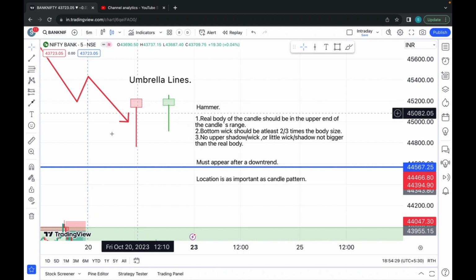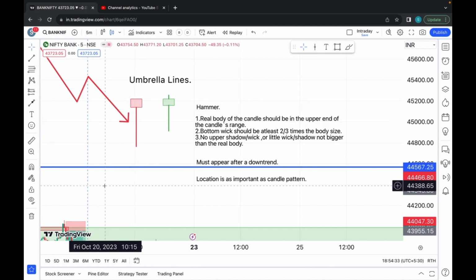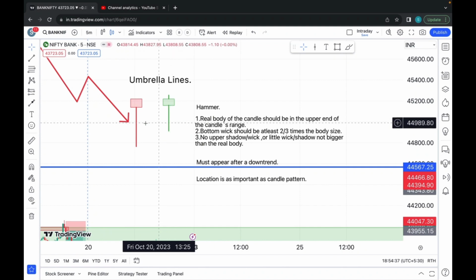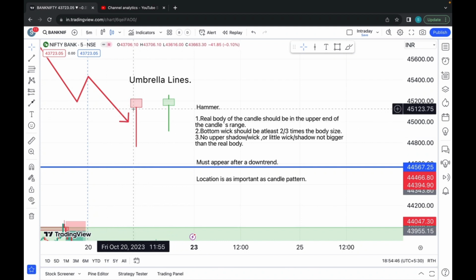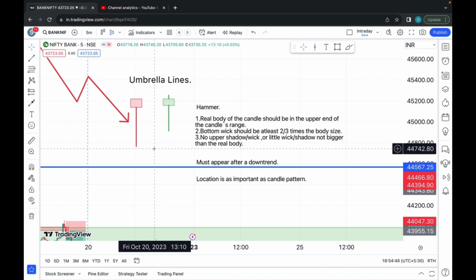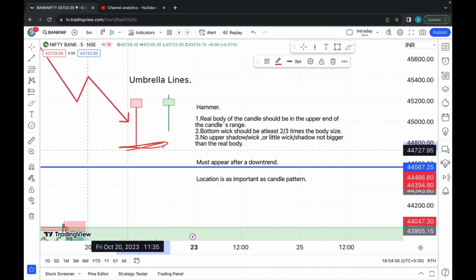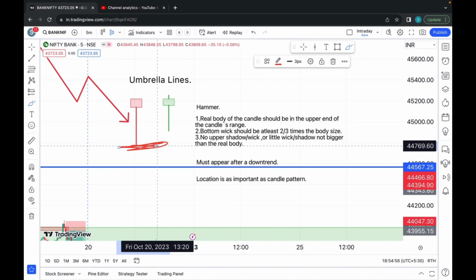So for now, you can enter whenever you see this candle formation near any support area or any important swing lows, because the location of this candle is very important. If you are entering at the closing area of this particular candle, obviously your stop loss would be the bottom part of this hammer.